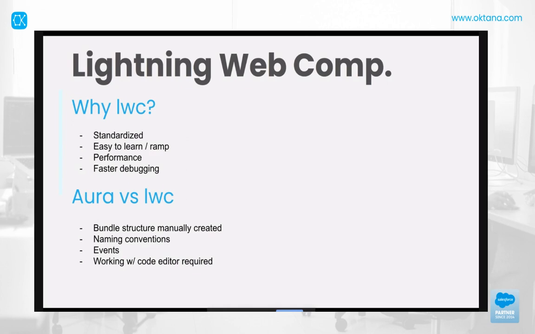Then it's easy to learn or to ramp up, as it uses HTML, JavaScript, and CSS, technologies that many developers are familiar with. So it's easy to learn how to use it and to adapt to it. Then the performance. As this is built with core web components, there's no abstraction that makes the performance lower. For example, Aura components is usually a bit heavyweight because of the framework. It doesn't happen the same with Lightning Web Components.